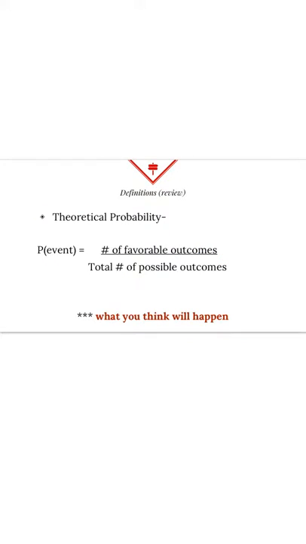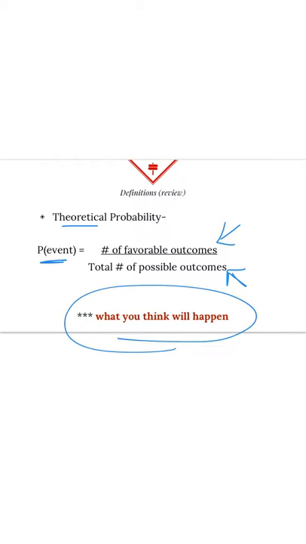In the last video, we went over theoretical probability. That's when you're trying to find the probability of an event, and that is when you have the number of favorable outcomes over the total number of possible outcomes. Don't forget that this is what you think will happen. You're just looking at numbers and the possibilities.